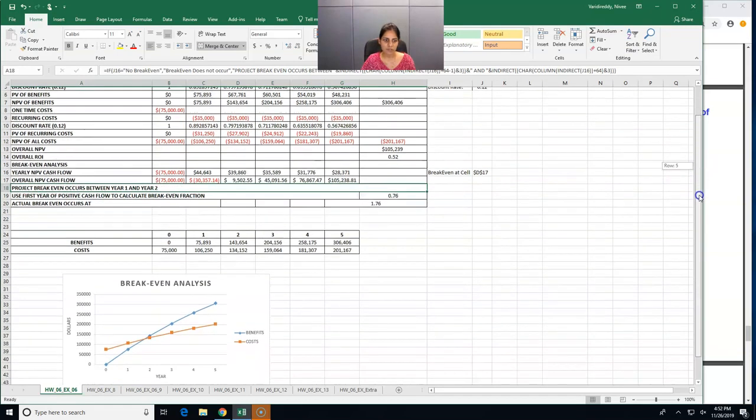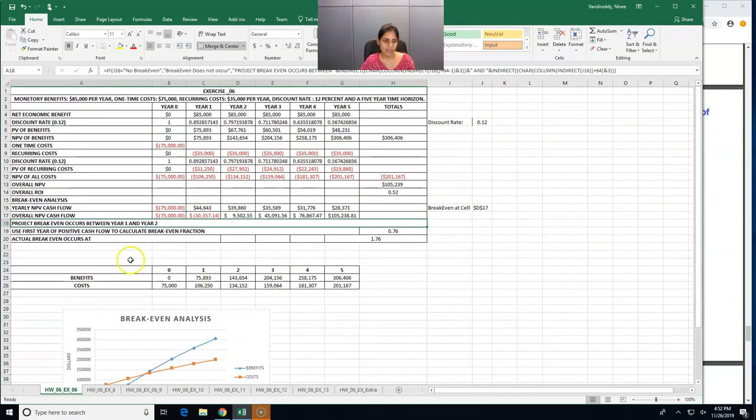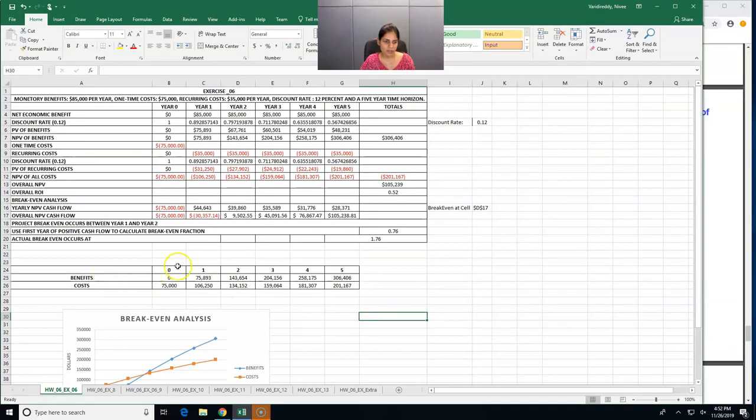And finally, we need to draw the break-even analysis diagram. How we do that is, I've just drawn a table. This is year 0, 1, 2, 3, 4, 5 and benefits and costs. I've just copied the values from this. So this is C7, which is nothing but your NPV of benefits. You can see NPV of benefits for each year. Like for third year, it's this, for fourth year, it's this value, and for fifth year, it's this value.